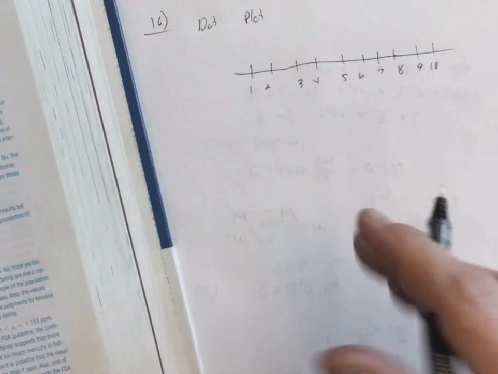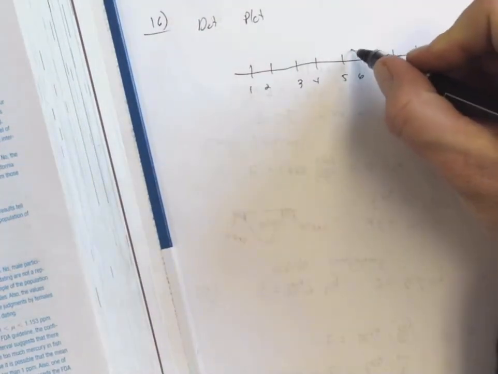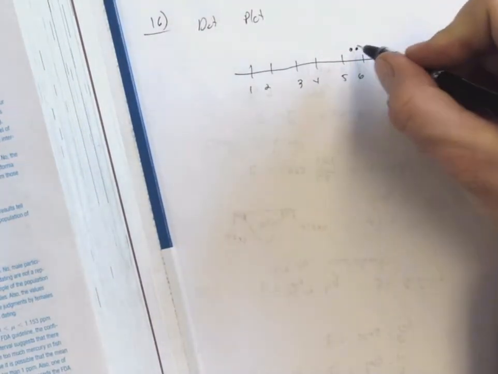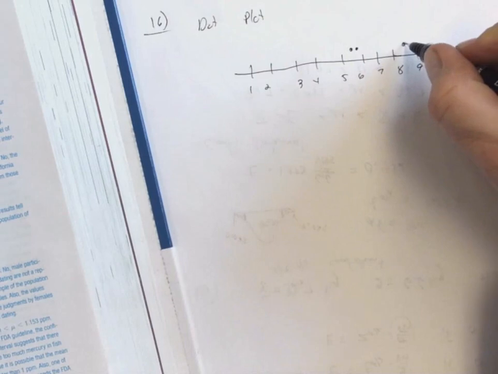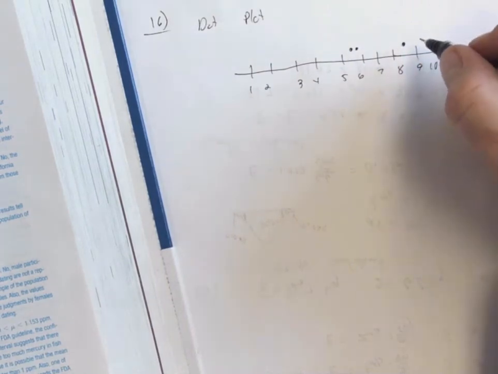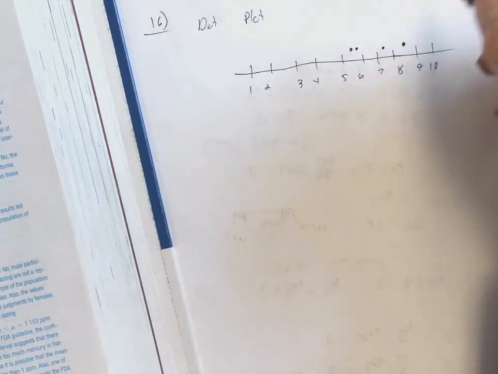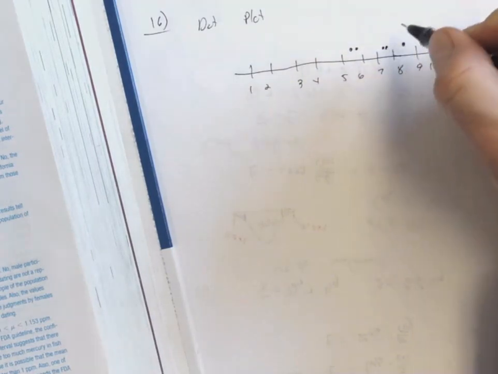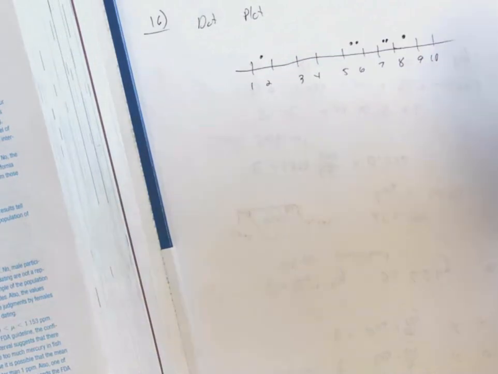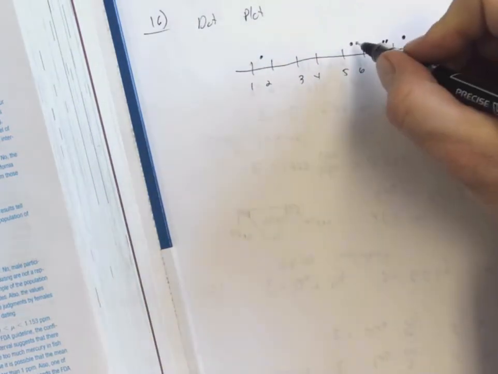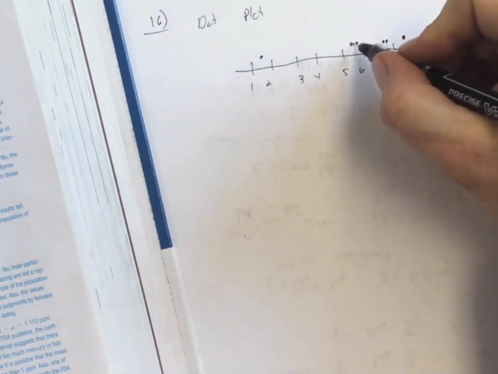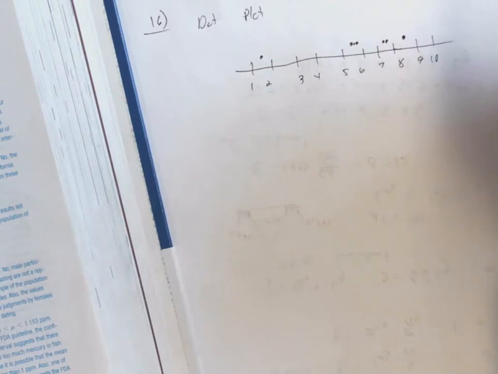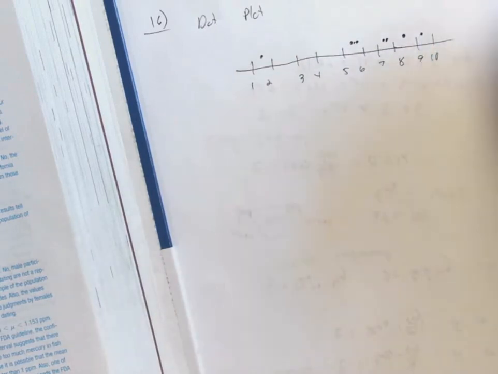So what I'm going to do is plot all those points. So I got 5.4, which is going to be right here. 5.6, which is right here. 8.4, which is about here. 7.3. 7.5. 1.5. 5.5. 9.1. 8.7.